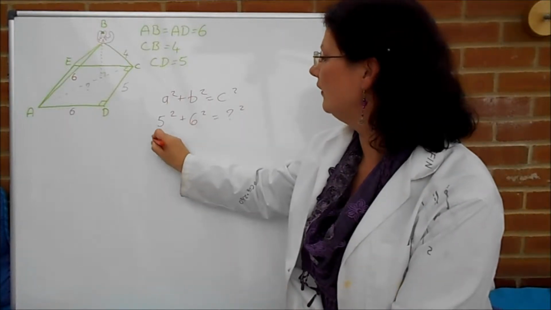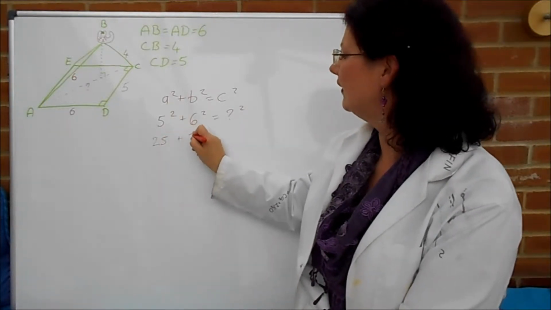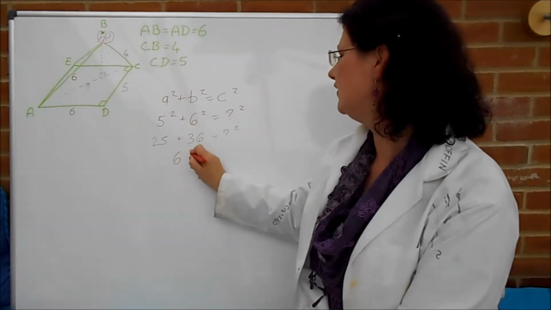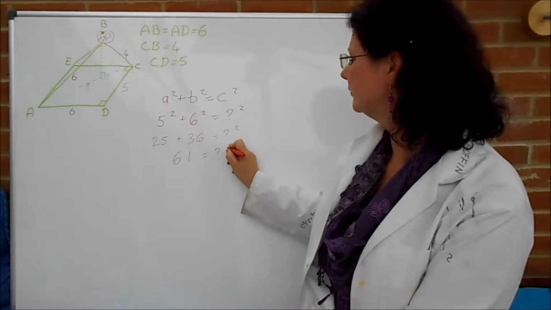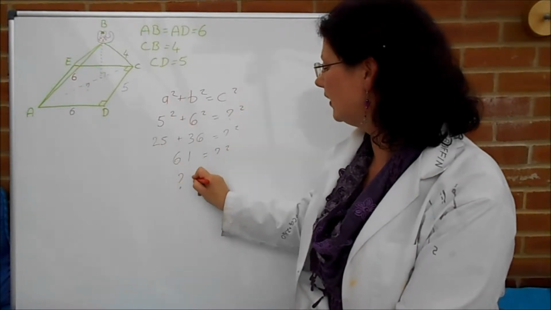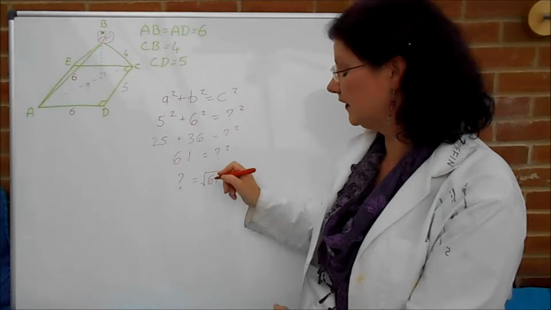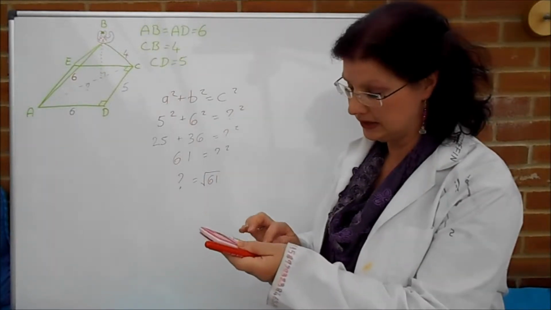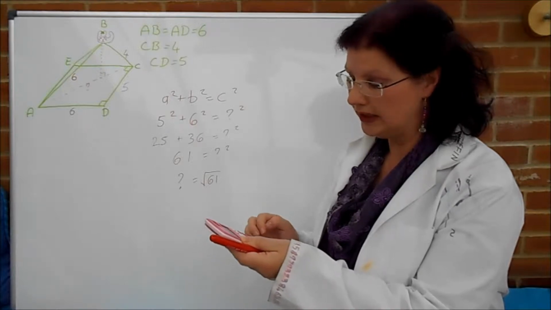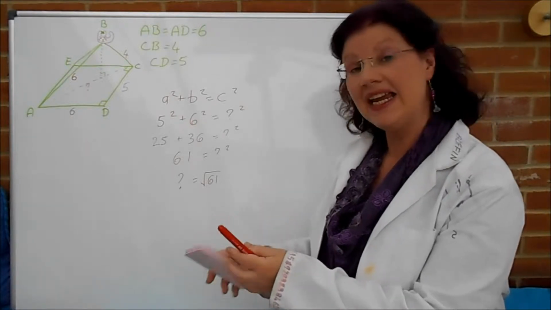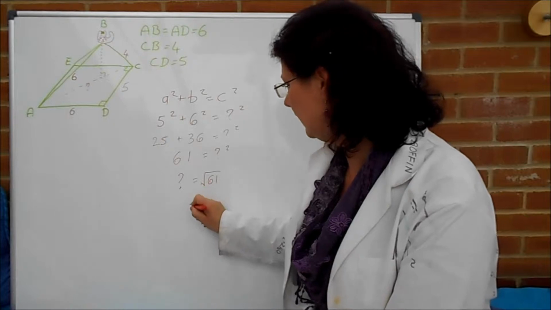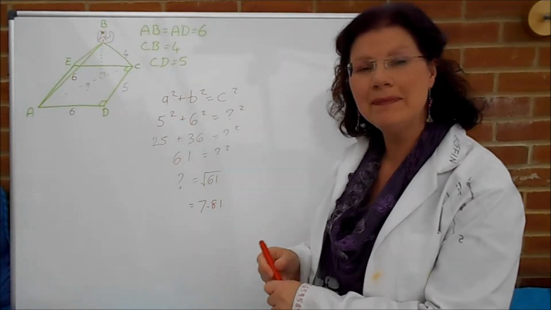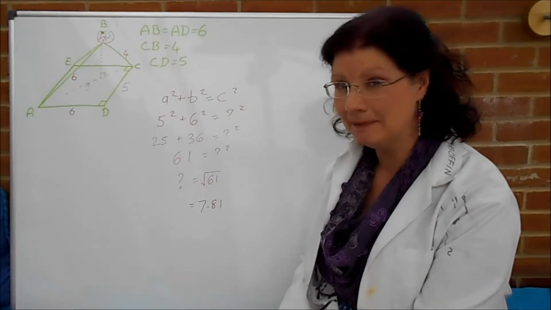Okay, so that gives us 25, that gives us 36. That comes, I believe, to 61. So that means that question mark is the square root of 61. We'll stick that in on the calculator. Let's just see what we get. Square root of 61 is 7.81. Okay, 7.81. So that's part A.